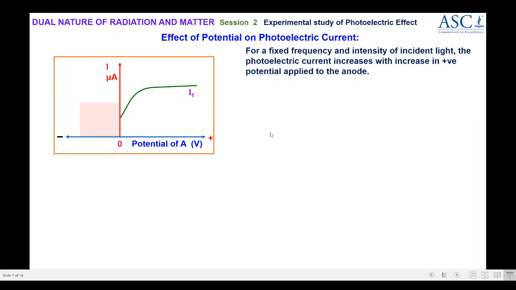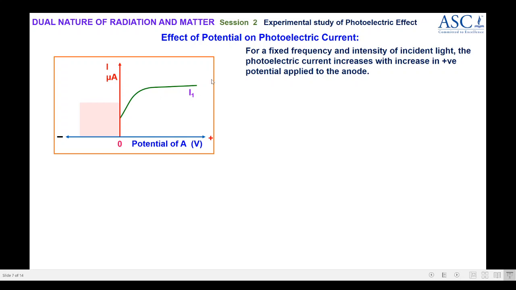Then the photoelectric current increases with increase in positive potential. As you can observe in the graph, now look at the graph. Initially when the anode has some potential, for one particular intensity of light, where I1 represents intensity, the photoelectric current has a minimum initial value. As you go on increasing the positive potential of the anode, the photoelectric current also increases. Now this is for a particular frequency.